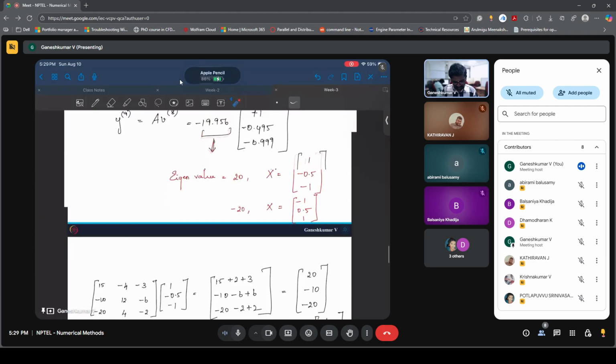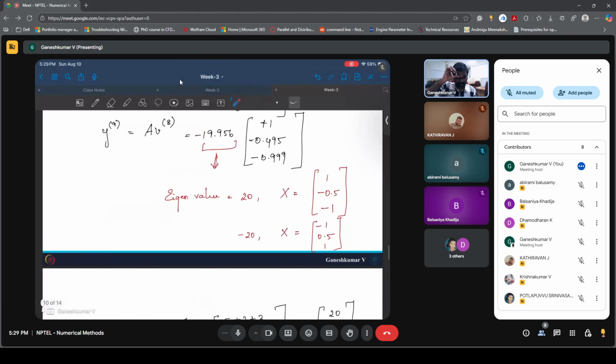So did you understand what I tried to do here? Yes, sir, I can understand. One more thing: suppose we are taking positive 19.956 only, getting outside means the eigenvector will be minus 1, minus 1, minus 0.5, minus 1. At that case, is it possible, right? Yeah, it is possible. So there are two values for this. Okay, sir. So this is also right. This is also right as per Ax equal to lambda x. Okay, sir. Thank you. Thank you so much.